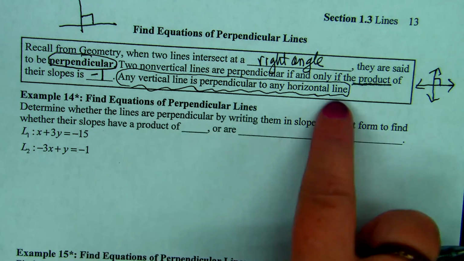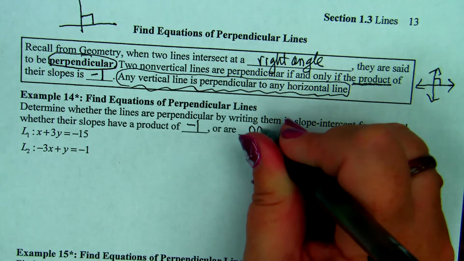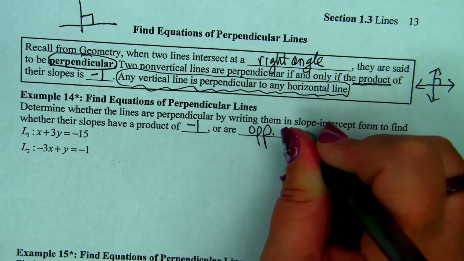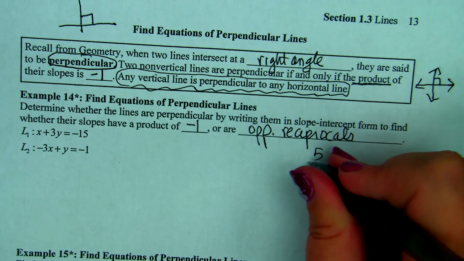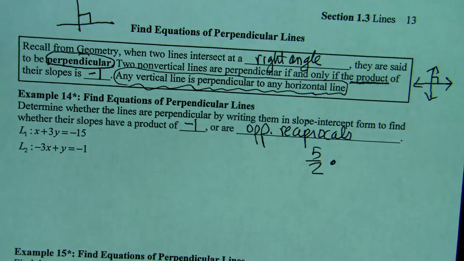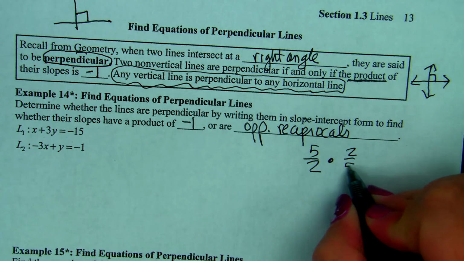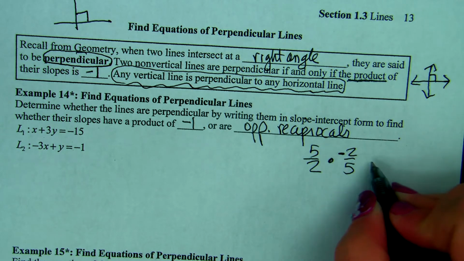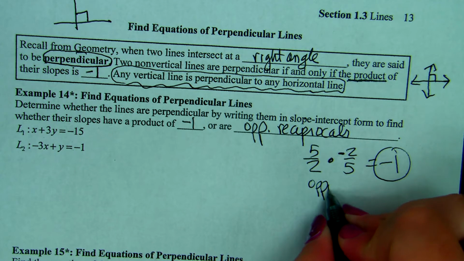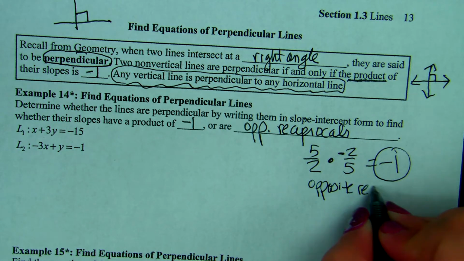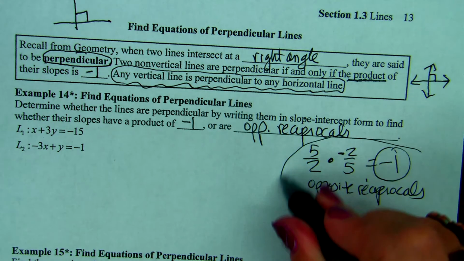The product of their slopes is negative 1, or they're opposite reciprocals. For example, if you have 5 halves, what's the reciprocal of 5 halves? 2/5, and then you add a negative, so they're opposite reciprocals. And when you multiply them, you get negative 1. That's just an example of opposite reciprocals.